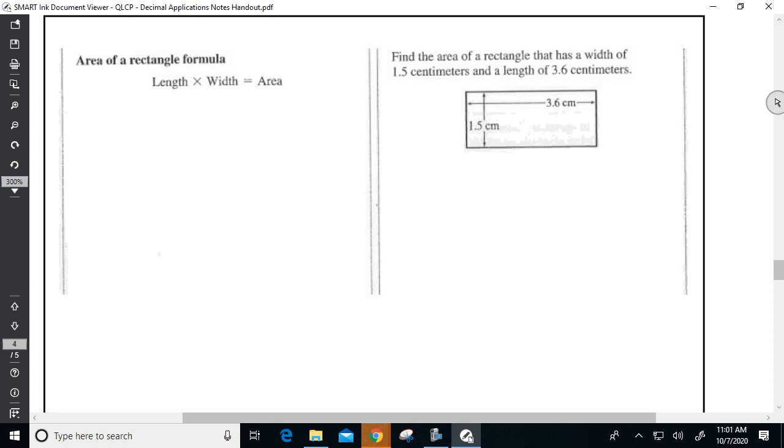So area is length times width. No bones about that. So find the area of the rectangle that has a width of 1.5 and a length of 3.6. So your area, length times width. So that's 1.5 times 3.6.